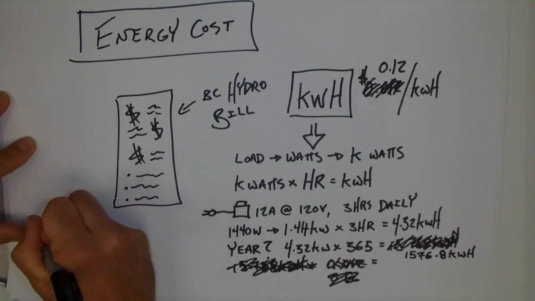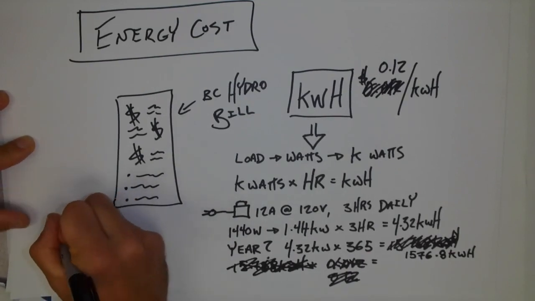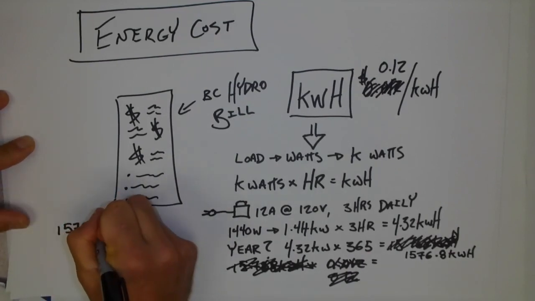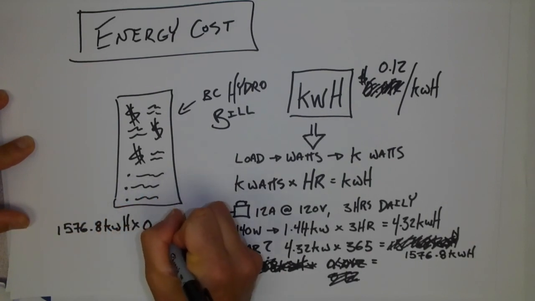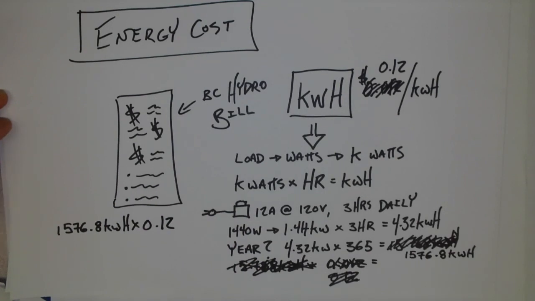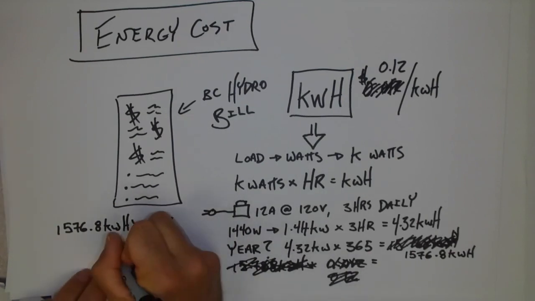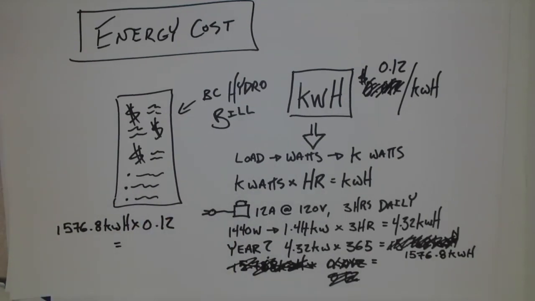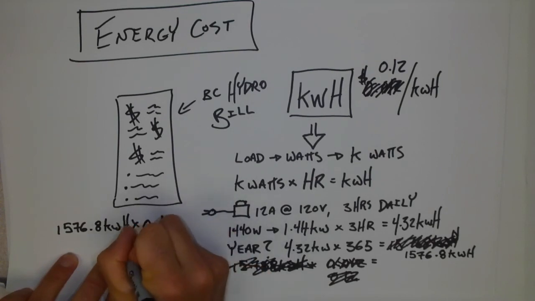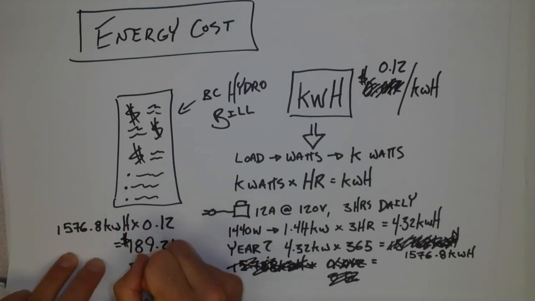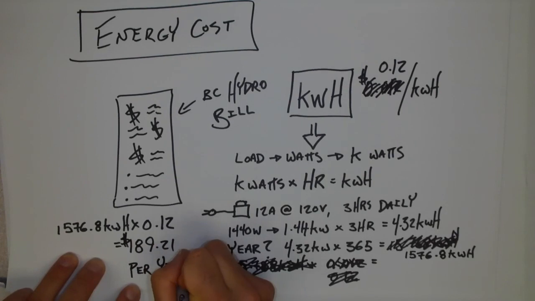So that would mean 1576.8 kilowatt hours times 0.12. Oh, goodness. We finally got there. Times 0.12. There we go. That makes a lot more sense. $189.21 per year. Oh, I told you we'd get through it.